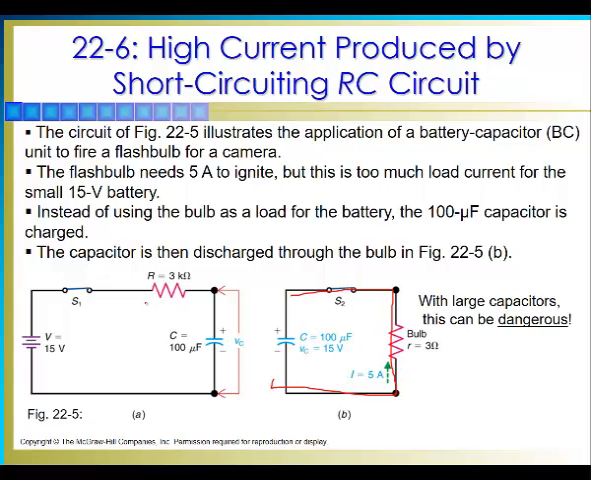If you look right here, the current from the battery will be 15 divided by 3000. It's going to be a very small current. But once you have the 15 volts on the capacitor, you can have a very small resistance, and you can get a higher current this way.